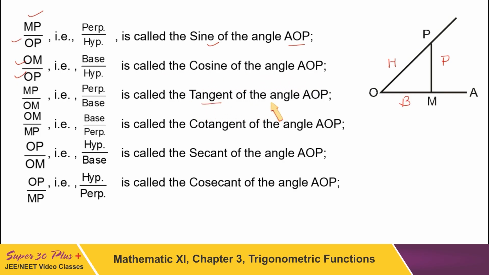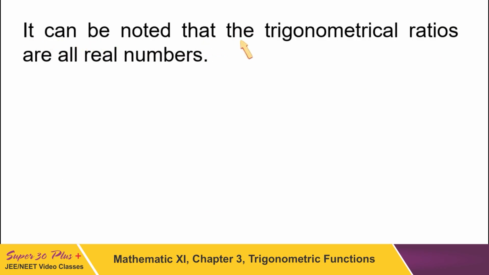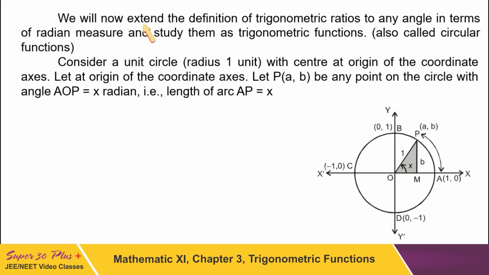Similarly, tangent of angle, cotangent, secant and cosecant are listed here. It can be noted that trigonometrical ratios are all real numbers. Students, we will now extend the definition of trigonometric ratios to any angle in terms of radian measures and study them as trigonometric functions, also called the circular function.